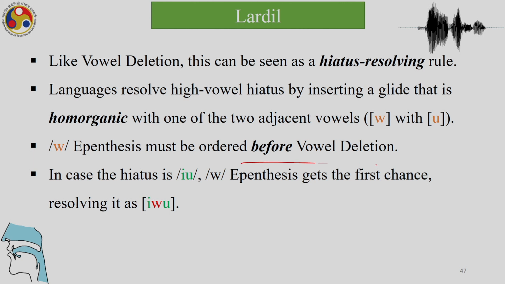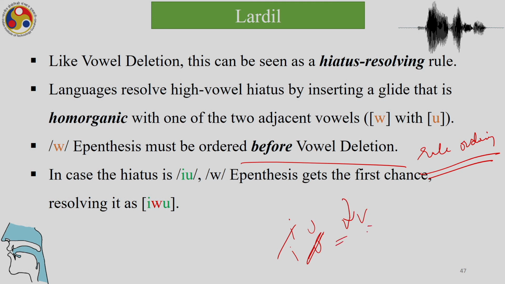Now we have to deal with rule ordering. When is epenthesis ordered vis-a-vis deletion? If we have a context e and u, and if either of the vowels is deleted in a VV context, then there is no need for the application of the epenthesis rule. If either e is deleted, or if u is deleted, the context for epenthesis is not there, and hence epenthesis must be ordered before the deletion rules. So once epenthesis occurs, vowel deletion is blocked.